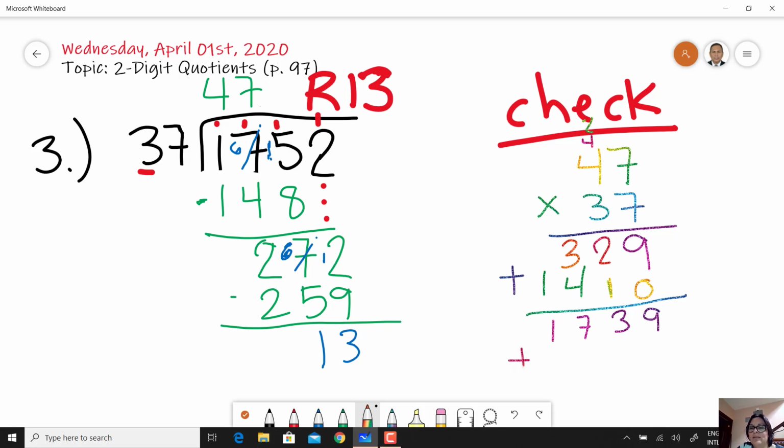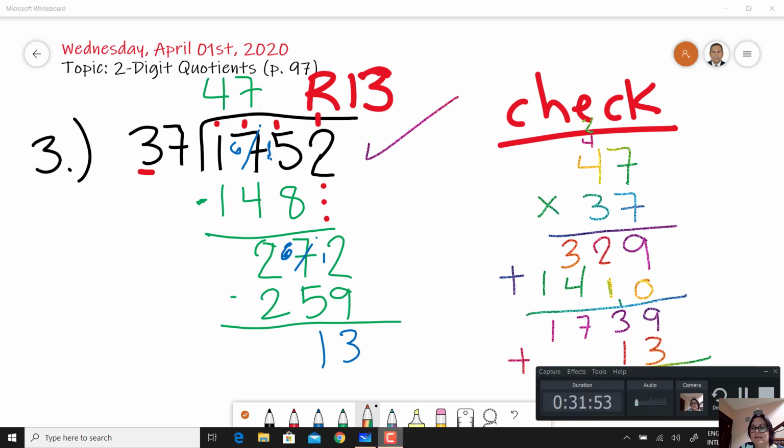And now we have to add what? The remainder. 9 plus 3, 12. Excellent. 1 plus 3, 4 plus 1, 5. Excellent. And in here, 7 plus anything, 7, and 1 plus anything, 1. So if you see, we have 1,752, and in here also we have 1,752. So exercise number 3 is correct.